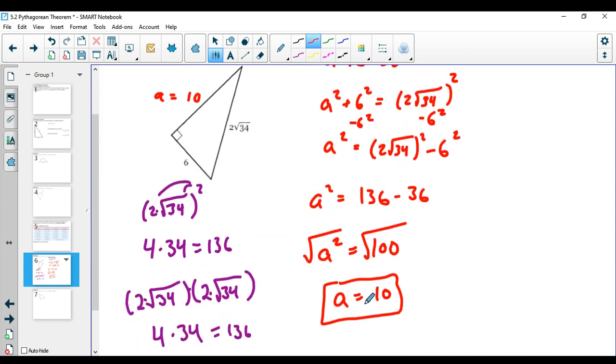And luckily, A equals 10 is in the simplest radical form. Nothing to really worry about there. All right, I'm going to move on to the next one. If you still have some stuff to write down, just leave some space because we'll have plenty of time at the end, and I could just go back to this example and let you write it down.